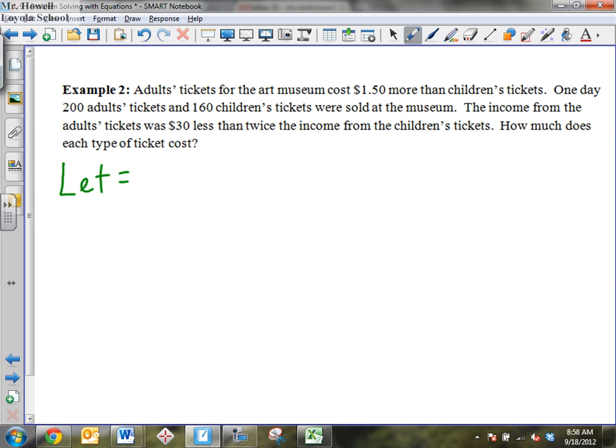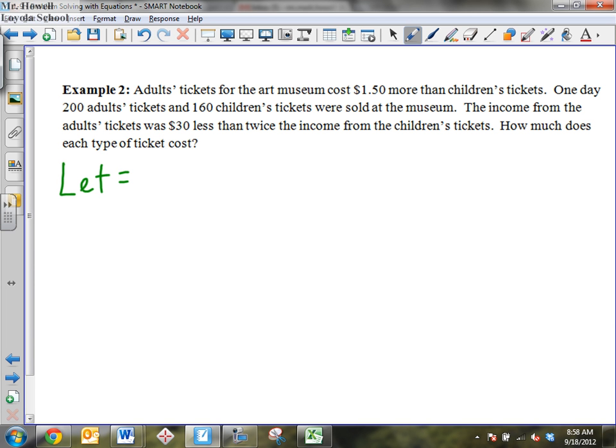No. Let me explain, hold on, because I think it's the let statement you're forgetting about. We start with the let statement, it might make it a little bit easier to see what the equation is. So, just for one second, hold that. We see that we're trying to find what? The cost of each type of ticket. So, which ticket costs more? The adult ticket costs more, right? How much more is it?